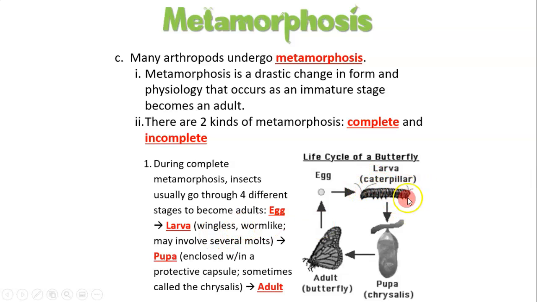But think of the caterpillar. So it does not have wings, so it's wingless. It's worm-like. And it may involve several molts, meaning it's going to shed its exoskeleton to increase in size several times. The pupa is enclosed within some kind of protective capsule. And sometimes we call that capsule a chrysalis. So here in this butterfly, the caterpillar slows down, forms this chrysalis, where it will change, it will metamorphose into the adult form, the butterfly. And then the butterfly will reproduce, lay some eggs, and the process starts all over again. So that's complete metamorphosis.